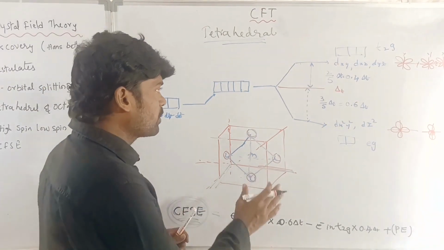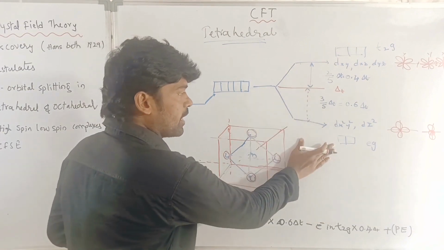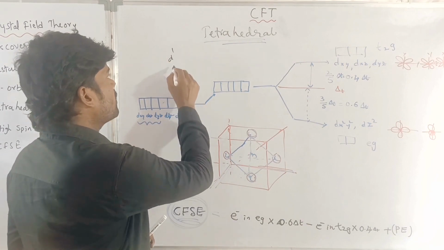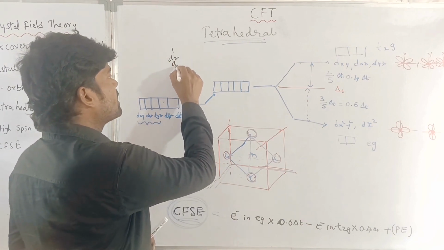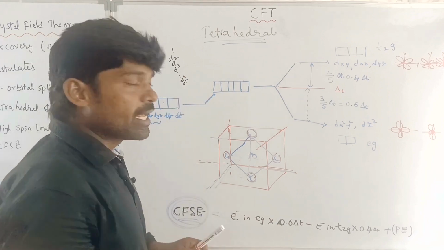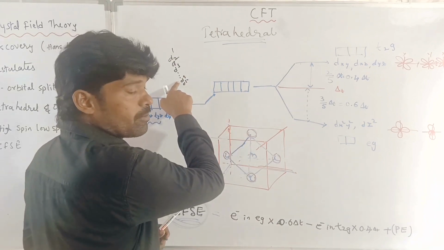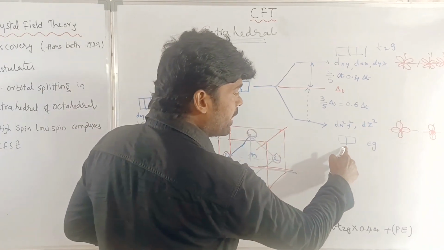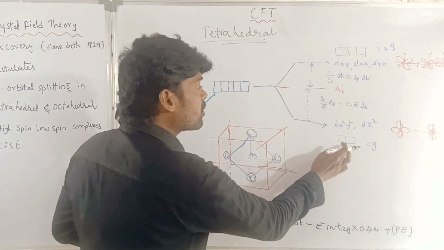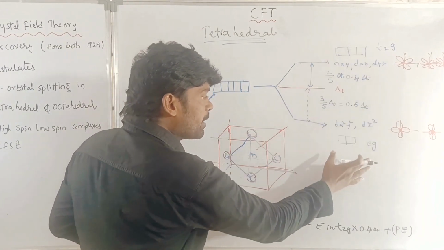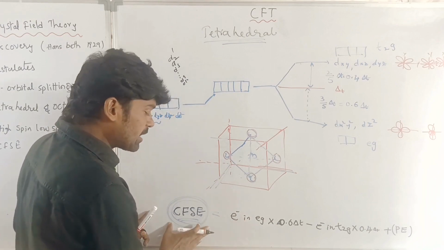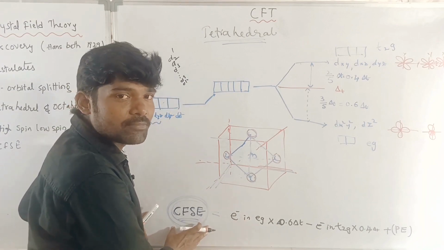Fine. So actually, tetrahedral complexes can have a d1 electronic configuration, d2, d3, and so on, up to d9 or d10 electronic configuration. However many electrons are present in the d orbitals, that many electrons will be filled in the Eg and T2g levels. Based on how many electrons are present in these two sets of orbitals, by using this formula we are able to tell the crystal field stabilization energy.